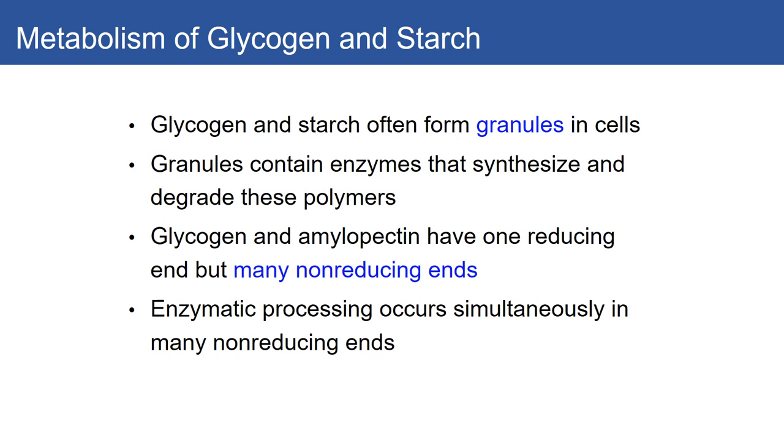Metabolism of glycogen and starch, and we'll go into great detail on this, but just as an introduction to next week's topic, glycogen and starch often form granules in cells. These granules contain enzymes that synthesize and can degrade these polymers. Glycogen and amylopectin have one reducing end, but many non-reducing ends. So enzymatic processes occur simultaneously at many non-reducing ends. So once it goes in, it's going.